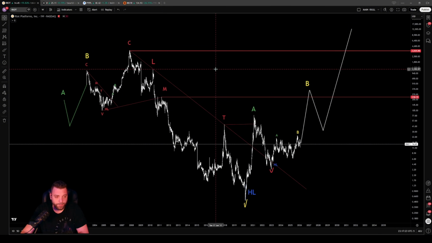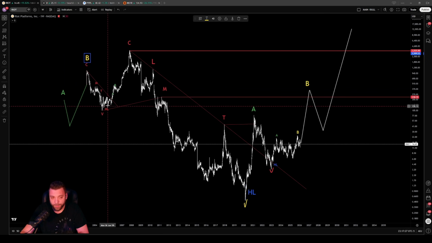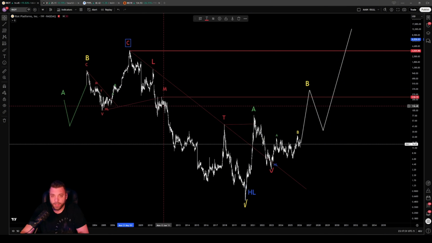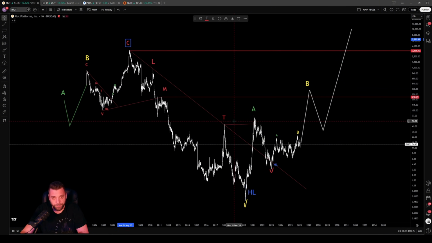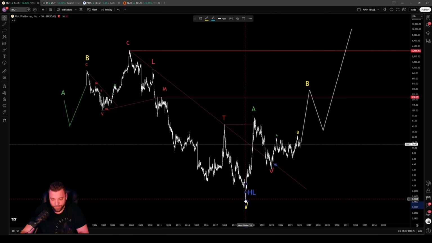For this fractal, RIOT started its IPO in its B. Pulled back up to its C, its all-time high. Then lower high, midpoint, T. After the T, it fell down to its V. The V was in March 2020.